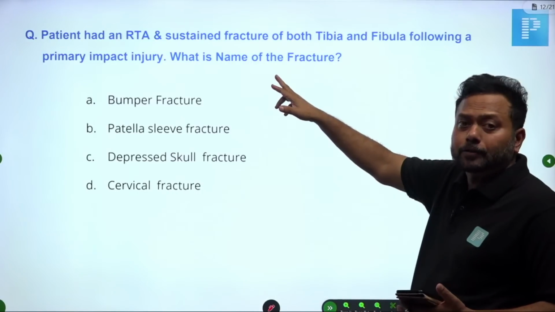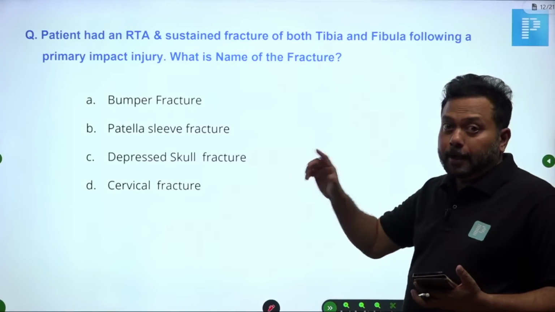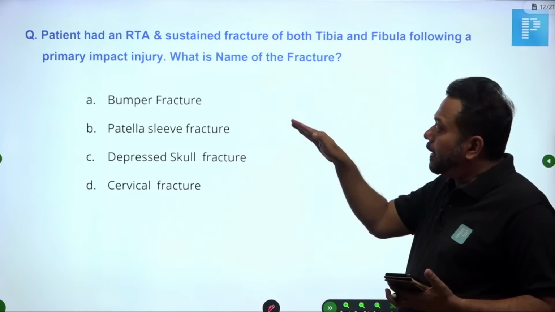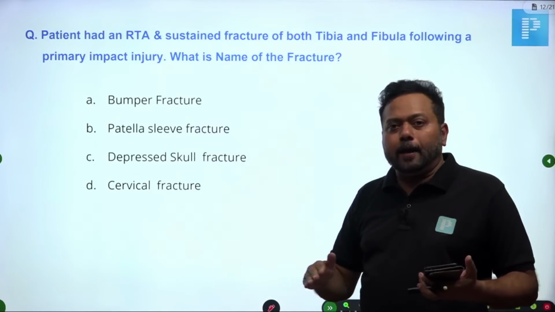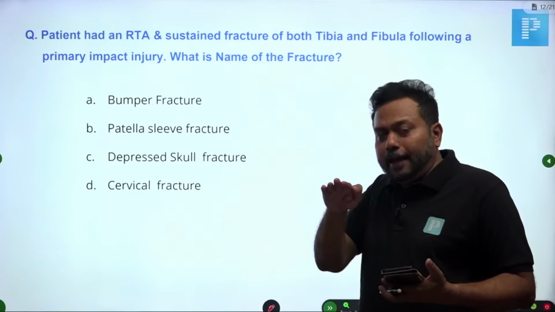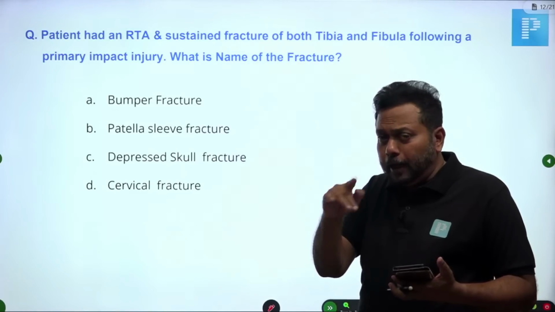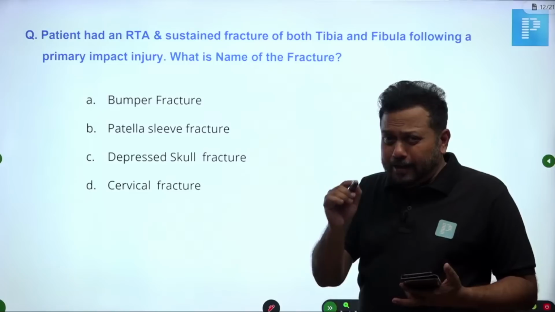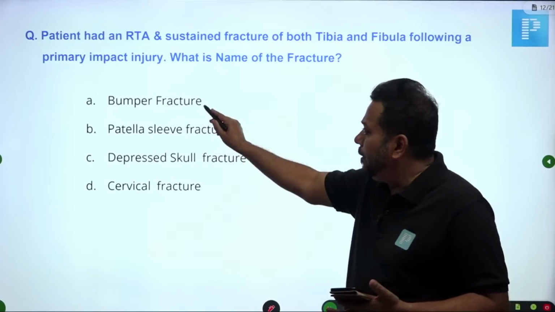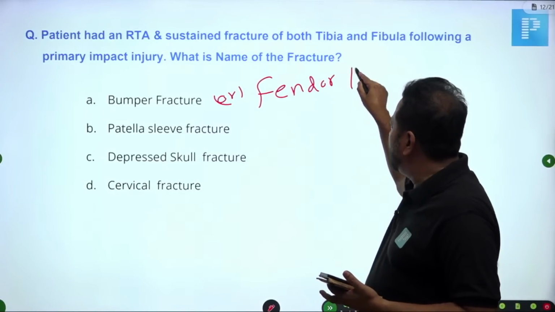Patient had a road traffic accident and sustained fracture of both tibia and fibula following a primary impact injury. Primary impact means the vehicle has directly hit that part. What is the name of the fracture? When you stand, the bumper, the front portion, otherwise called the fender, comes and hits almost at the level of your knee joint. The common fracture that will develop is called lateral tibial plateau fracture. That lateral tibial plateau fracture is called bumper fracture, otherwise called a fender fracture.